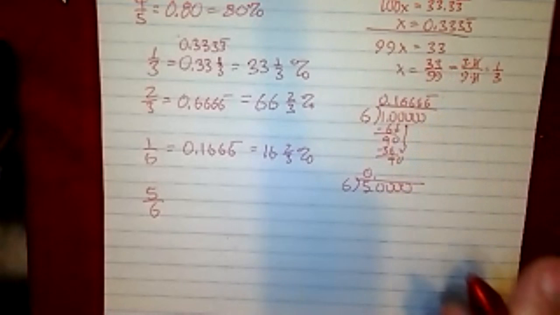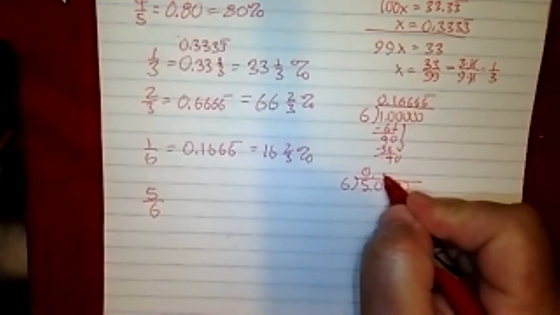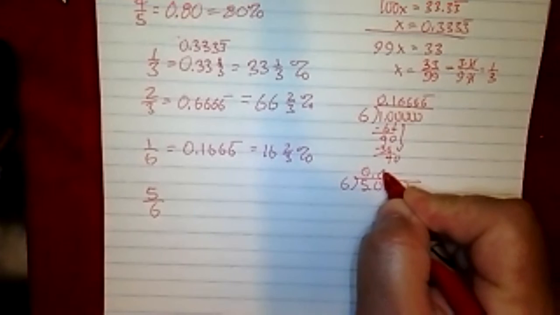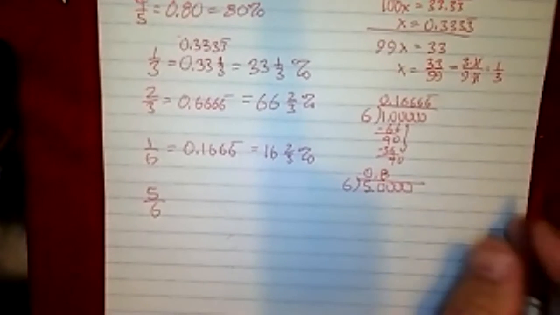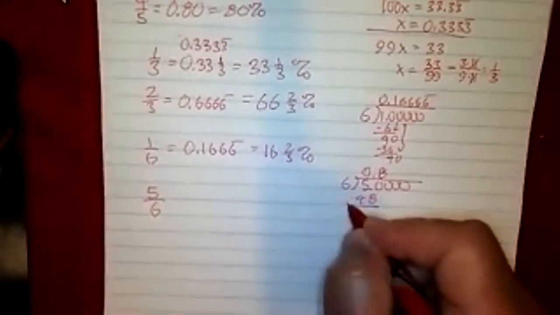6 times 8 is 48. Sorry about that, lost my train of thought. 8 times 6 is 48.